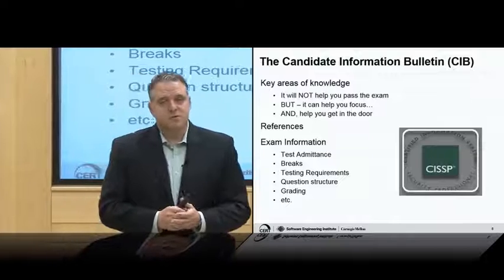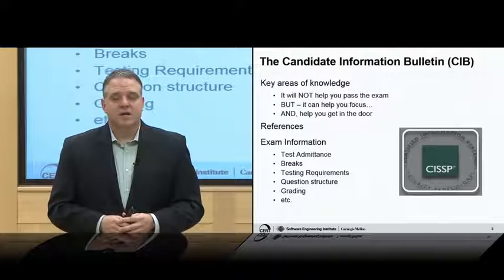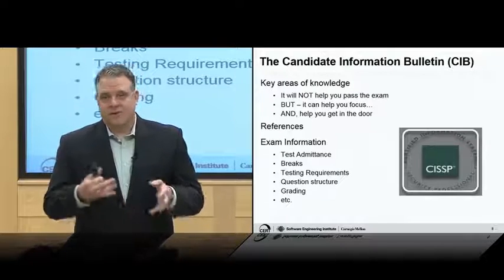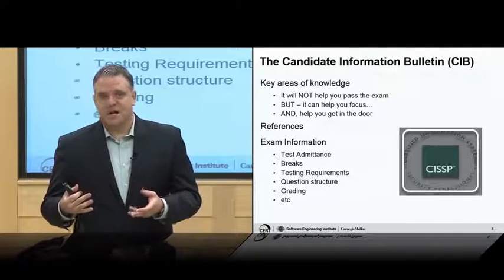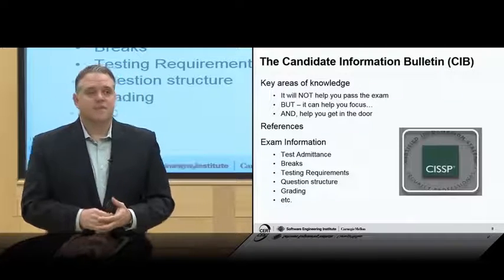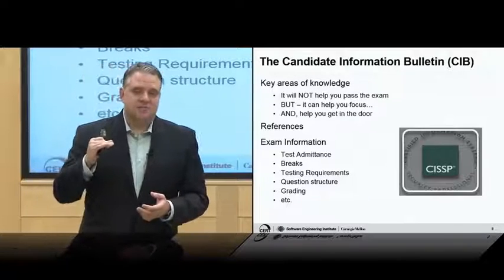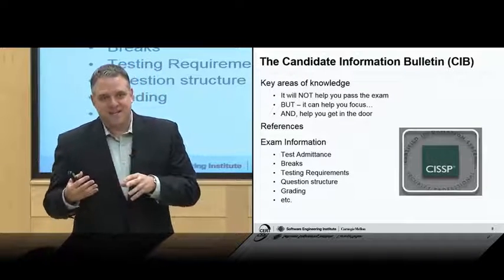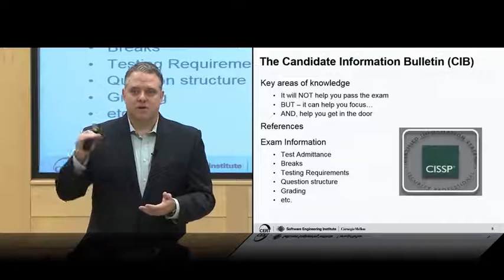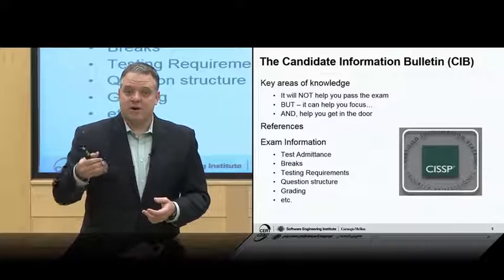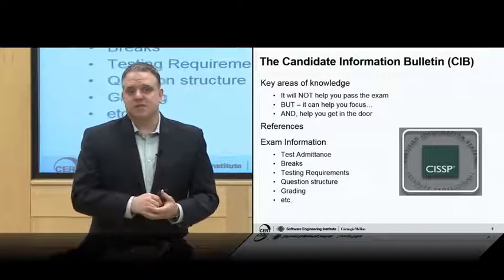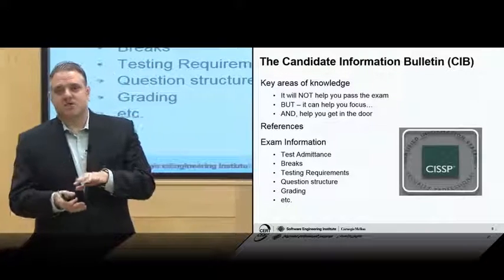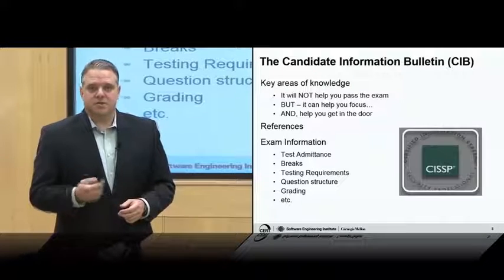The Candidate Information Bulletin, something you should go and download, covers the logistical information about the exam, how to get into the center, what requirements you need to meet in order to take the exam. And it lists the key areas of knowledge, but it is not a study guide. So it won't actually help you pass the exam, but it will give you some pointers for where you should go or what areas you need to study. And then it has a complete list of references in there. So if there's an area that you're not familiar with, you can look at the references and go grab that piece of information and take a look at it.